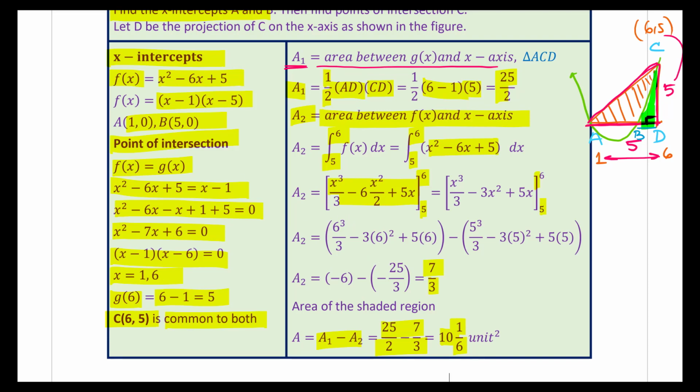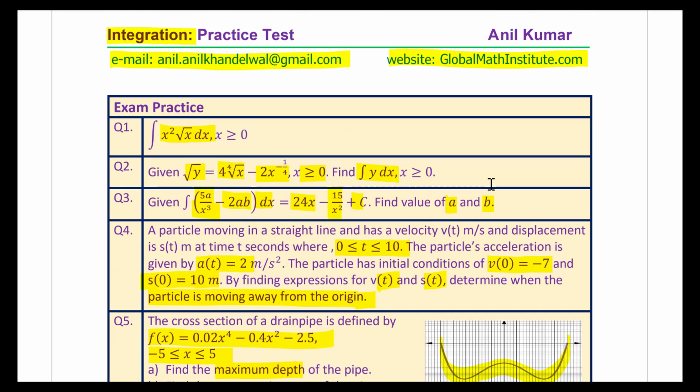So I hope that really helps, and that brings us to the end of our video where we solved these 6 very important questions. They were from basic concepts to the area between the curves, which is our ultimate chapter on integral so far we have done. I hope that really helps to review the whole concepts.